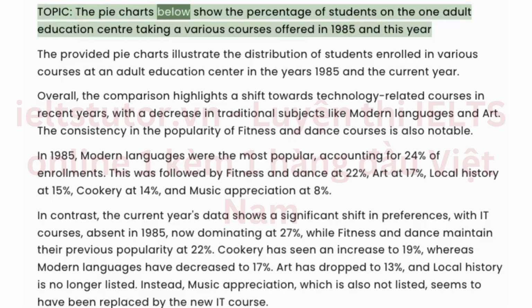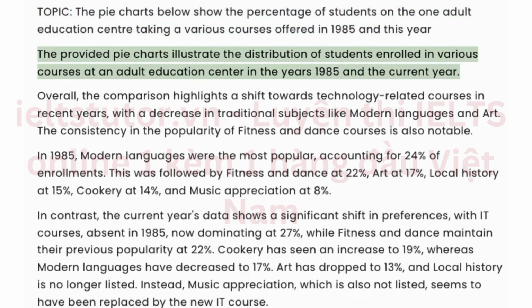Topic: the pie charts below show the percentage of students on the adult education center taking various courses offered in 1985 and this year. The provided pie charts illustrate the distribution of students enrolled in various courses at an adult education center in the years 1985 and the current year.